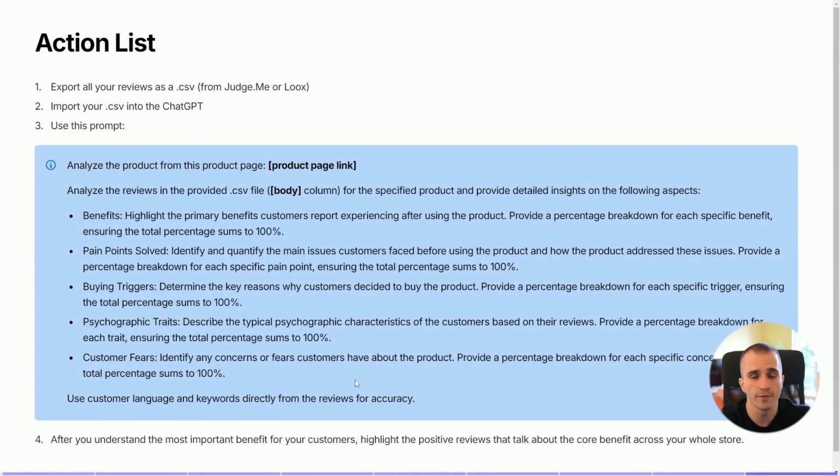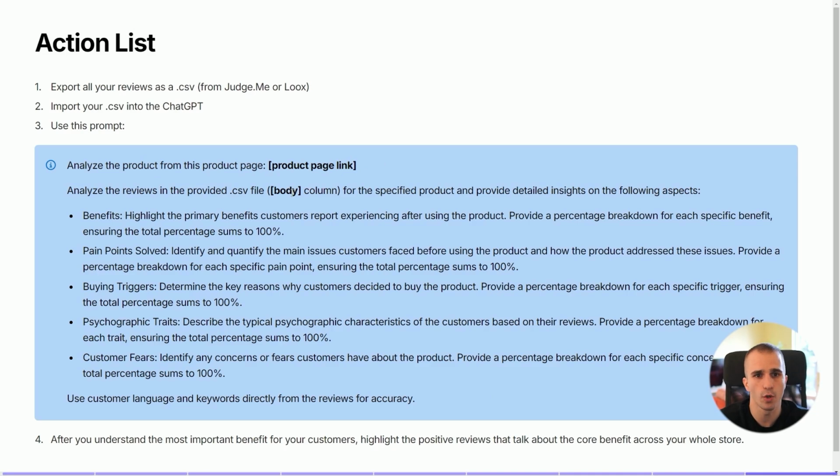So, action list after this video: I want you to export all your reviews as a CSV. You have this option in Judge.me, Loox, or whatever review app you're using. You want to take that CSV you have exported and import it into ChatGPT, and then you want to use this prompt. I will have this prompt in the description of this YouTube video. All you have to do is replace this link with your product page link because you want to give as many details as possible to ChatGPT.